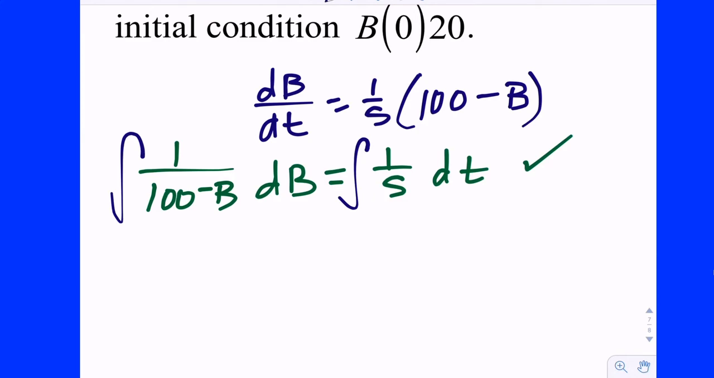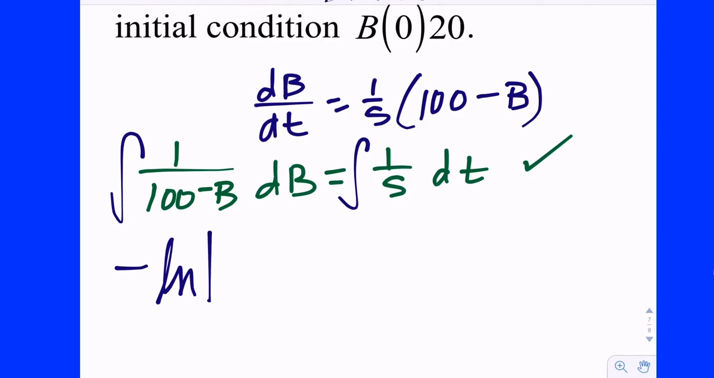100 minus b. This is a real easy thing to do very quickly and miss something very, very important but small. What's the derivative of 100 minus b with respect to b? Negative 1. Do we have a negative 1 on the top? No, we're off by a negative, so we have to have a negative correction, and that's an easy thing to miss. Now, what's the rule of integration?